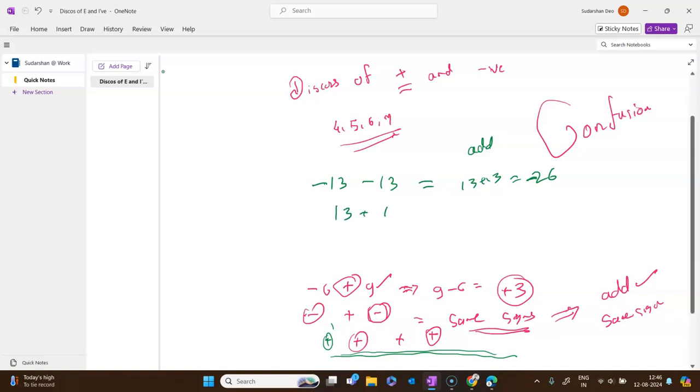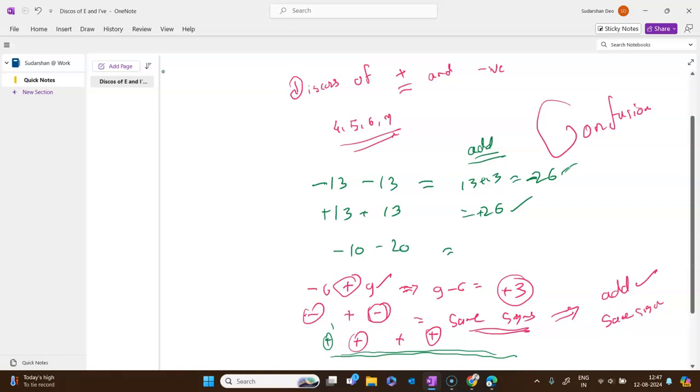Now 13 plus 13, by default, this is also plus. Plus plus, that is also plus 26. So both are plus. This is a regular way which everybody solves. But here is where the confusion is created. If both are minus, you are going to add them and you will be giving the same sign like both are having.